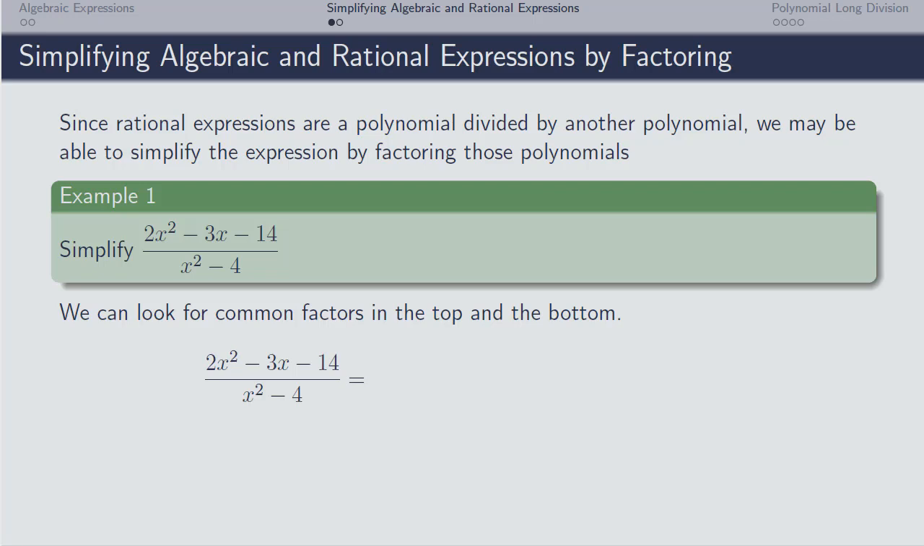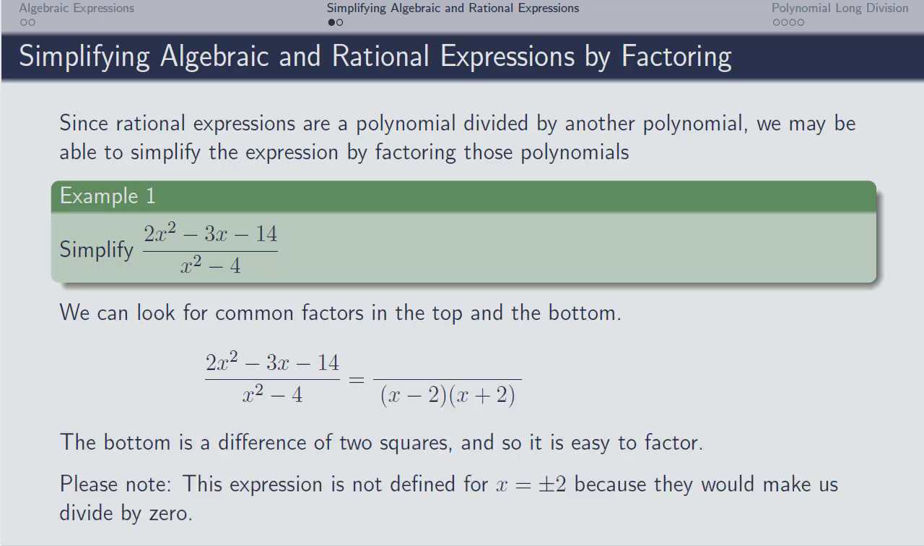We want to look for common factors. The bottom's much easier to factor. I hope that jumps out at you that that's a difference of 2 squares. So the bottom I can write as x minus 2 times x plus 2. If you FOIL that out, you get x squared minus 4.